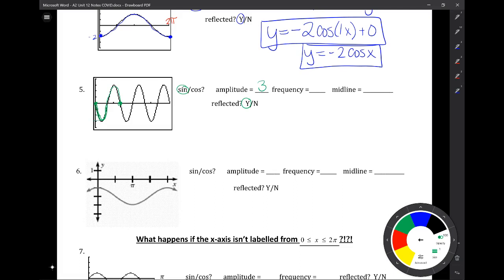Frequency is how many curves? So we already counted one. That one's a second curve. There is a third curve. So there are 3 sine curves here. Our midline is still at 0. So when I write my equation, it is y equals a reflected amplitude of 3 sine. Frequency was also 3, and then it was shifted nowhere, plus 0.